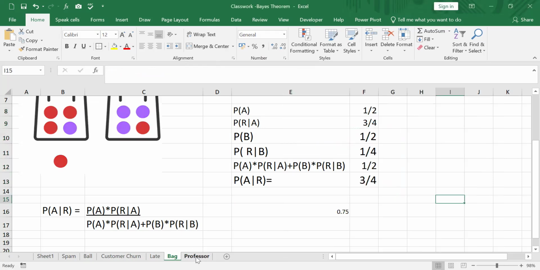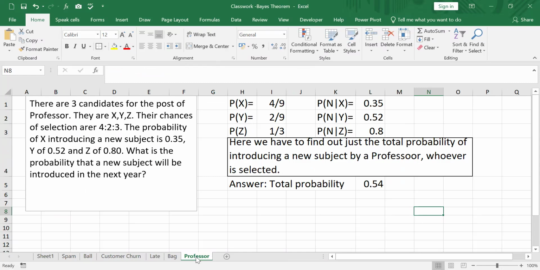That is that question. Now next question: there are three candidates for the post of professor. X, Y, Z are the people. The proportion is 4 is to 2 is to 3. Probability of X introducing a new subject is 0.35, Y is 0.52, and Z is 0.80. What is the probability that a new subject will be introduced in the next year?